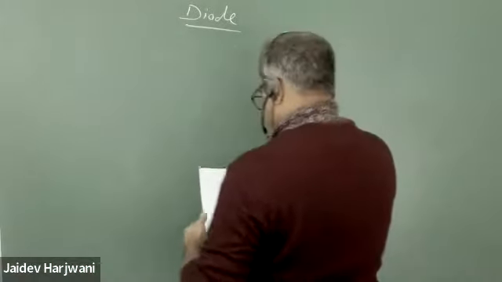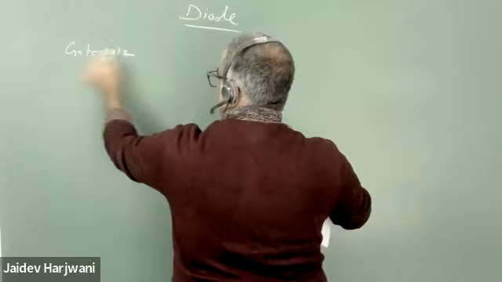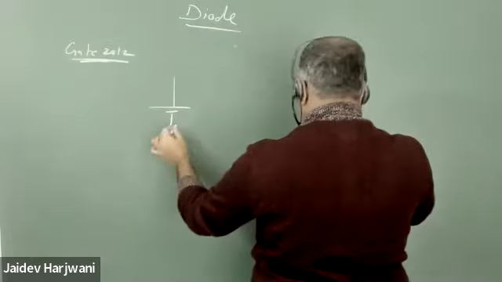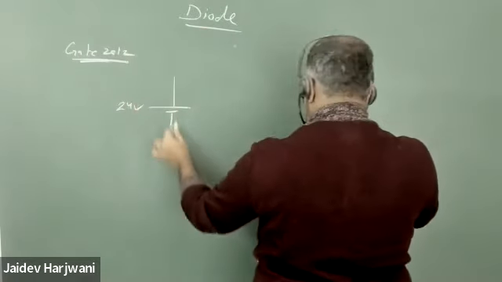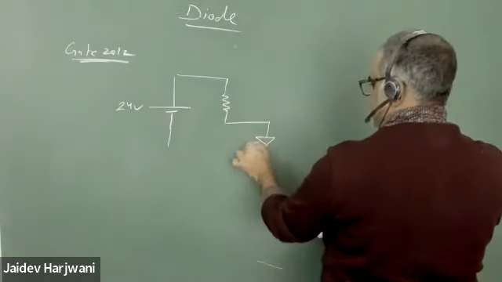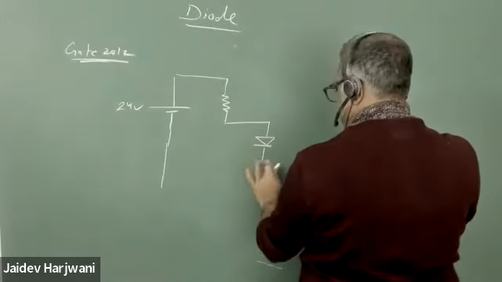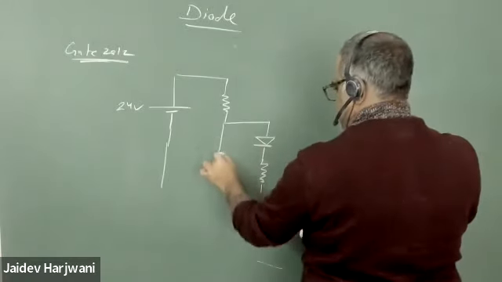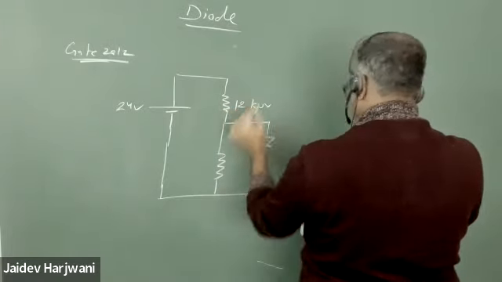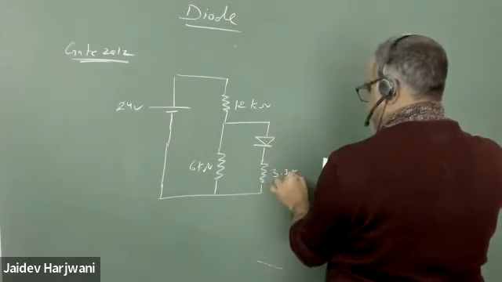Now one question came in your GATE 2012 physics. They have given you a battery of 24 volt, then a diode, and here is one more resistance. This is 12 kilo ohm, 6 kilo ohm, and this is 3.3 kilo ohm.